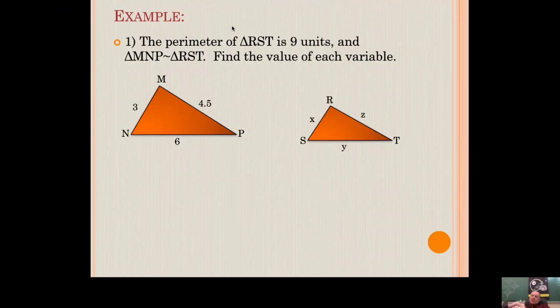This video is for section 9.7. We're going to look at some examples now that we know the scale factor or similarity ratio of two similar figures is the same as the ratio of perimeters.